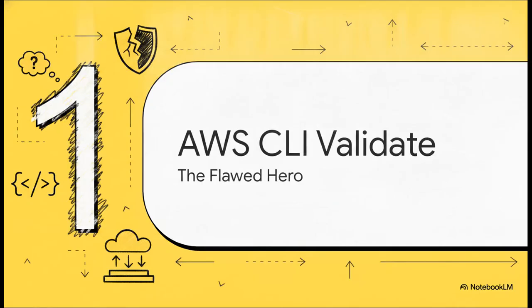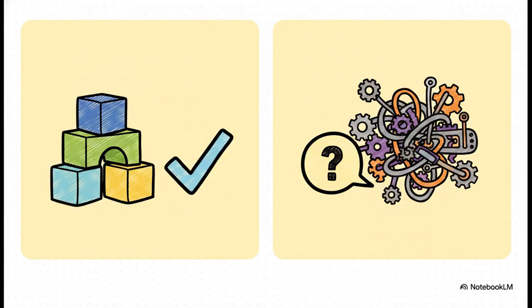Okay, let's get into Section 1, the flawed hero, otherwise known as AWS CLI validate-template. Now, for a lot of us, the AWS CLI validate-template command is our go-to first line of defense. It's right there in the CLI, it's super fast, and it doesn't create any actual resources. It just asks CloudFormation, hey, is this well-formed? But there is a really stark contrast between what we think it does and what's actually happening under the hood.